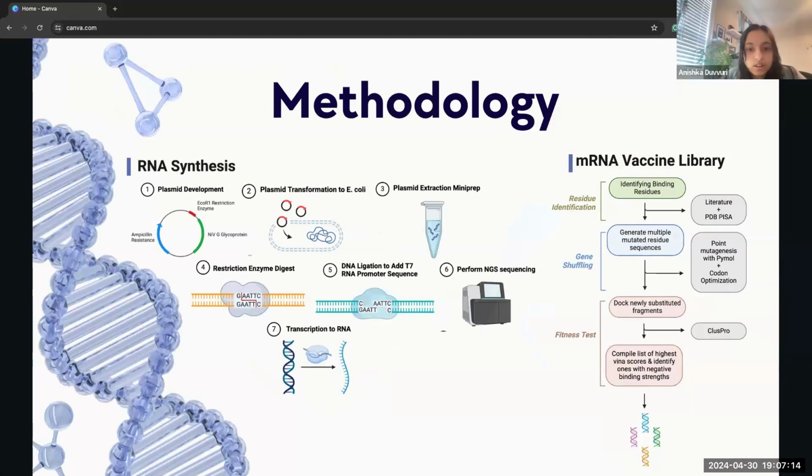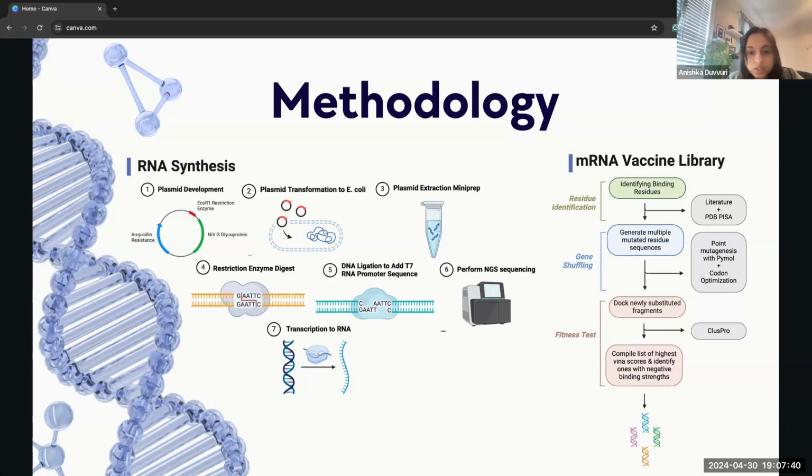As mentioned, our goal is to generate an mRNA vaccine library that encompasses several variants of the Nipah virus's proteins F and G, and that will theoretically attain higher transcription rates, avoid detection by the host's immune system, and better infect the host. To create our library in silico, we have identified binding residues that are of most importance based on literature and PDB-PISA.